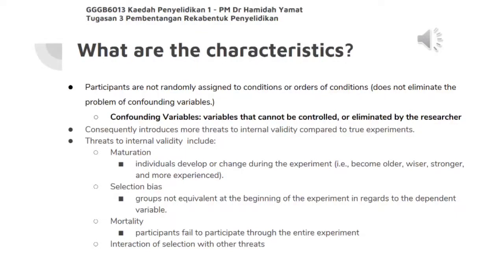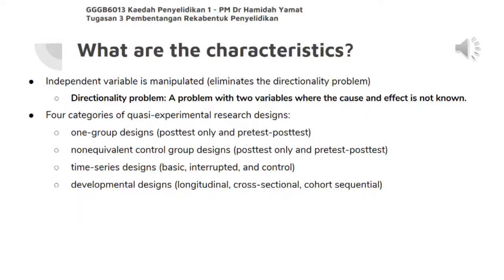The threats to internal validity of a quasi-experimental research include maturation, where individuals develop or change during the experiment over time, such as becoming older, wiser, stronger, and more experienced. Second threat to internal validity would be selection bias, where groups are not equivalent at the beginning of the experiment in regards to the dependent variable. Third threat to internal validity would be mortality, where participants fail to participate through the entirety of the experiment. Lastly, interaction of selection with the threats mentioned above.